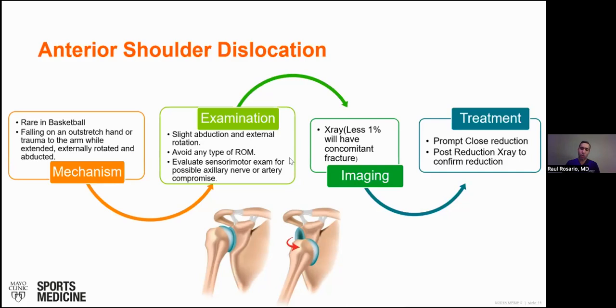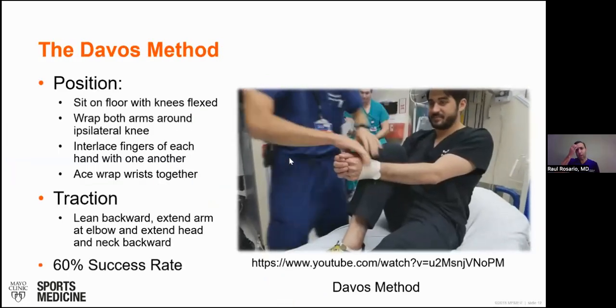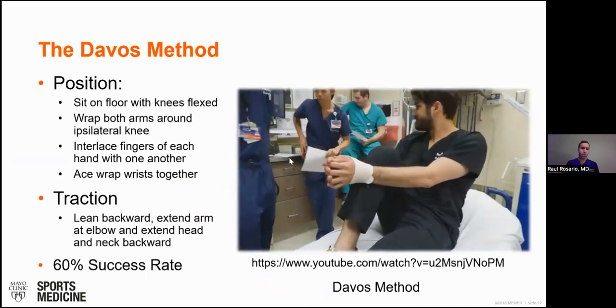So definitely it's better to have an x-ray, or it's recommended to have an x-ray after the relocation to make sure that it's in place and also confirm that there's no evidence of a fracture or a Bankart lesion, which is a labral lesion, which is also something that can happen with shoulder dislocation. So what is my preferred technique to try to relocate the shoulder?